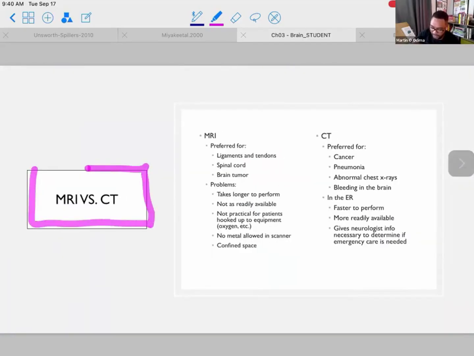Let's talk about the difference between the MRI and the CT. There are differences between both. Preferred uses for MRI would be looking at ligaments and tendons, the spinal cord, or a possible brain tumor. Some of the challenges with the MRI are that it sometimes takes longer to perform, it's not as readily available, and the subject has to be in a confined space. A CT is more for people who might have cancer or pneumonia. They could be looking at abnormal chest x-rays and bleeding in the brain.